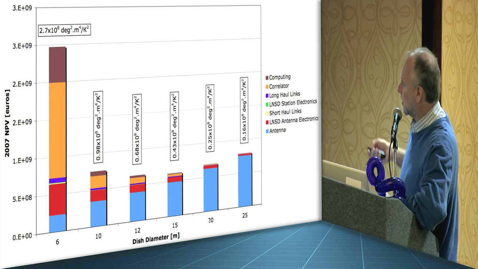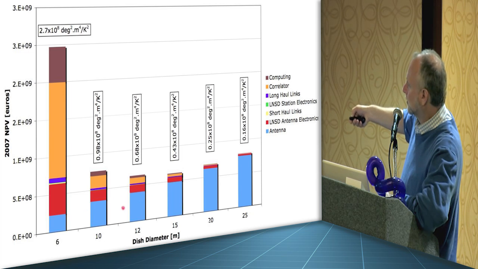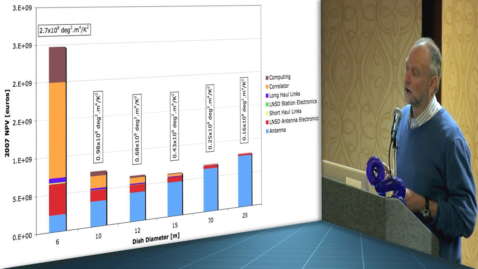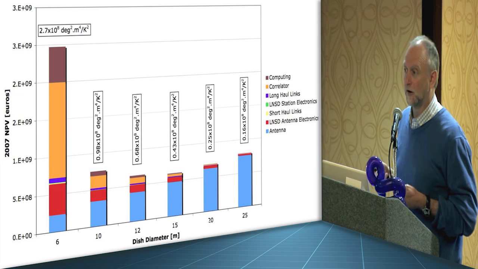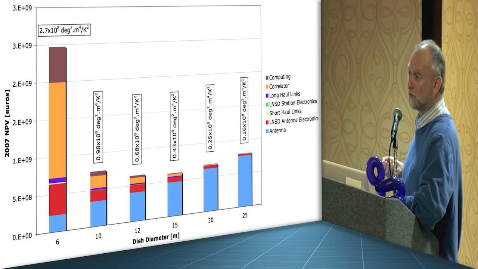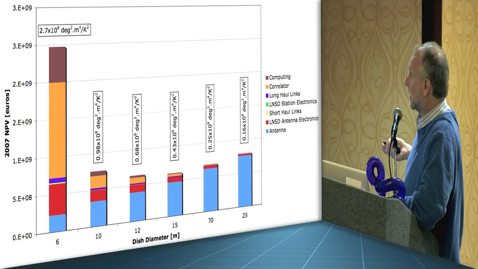So right now the cost minimum is around 10 or 12 meters. It turns out if you're a scientist, you'd like to build it out of lots of little dishes. The science is better if we could figure out how to build lots of little dishes. So if you guys can figure out how to get the cost of networking and computing down, that would improve our science. We could look at a much bigger piece of the sky.